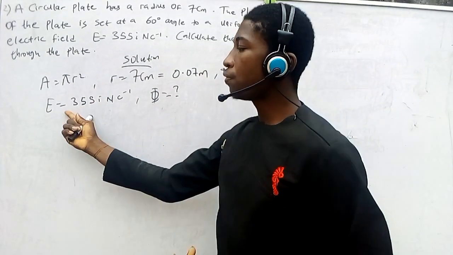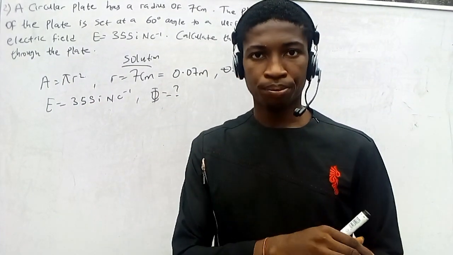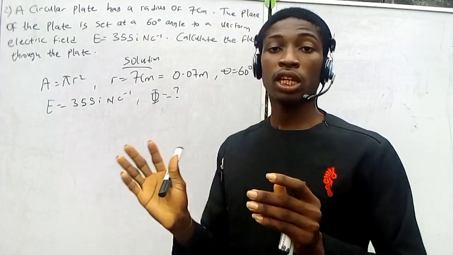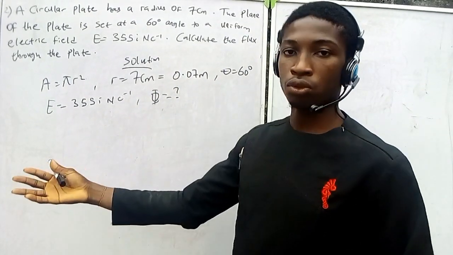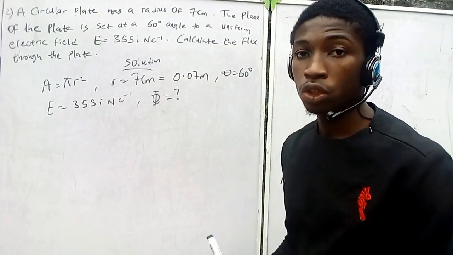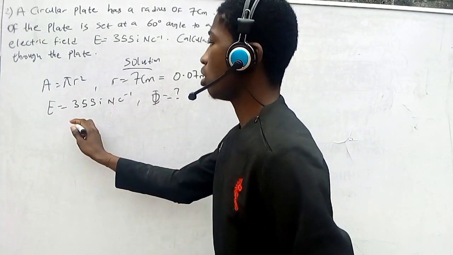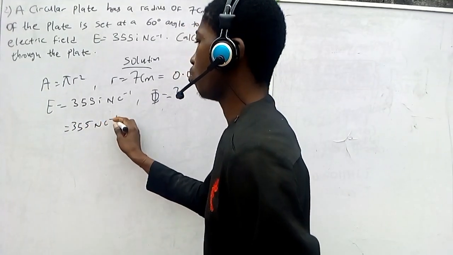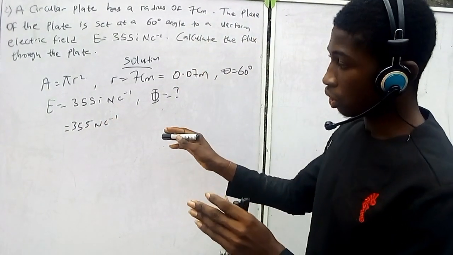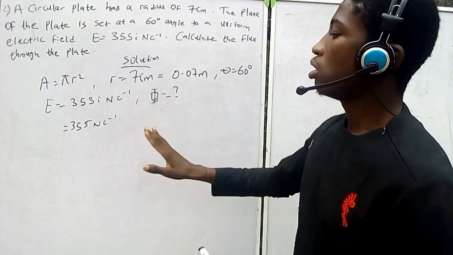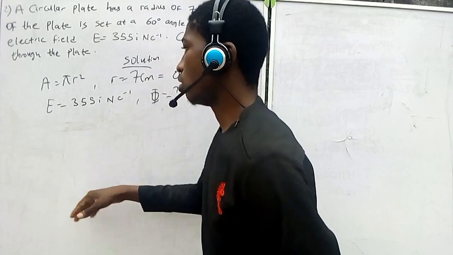This electric field is in vector form, but you don't need to use the vector form in this question. You need to use the scalar form, so you should have only the magnitude. This i is just a direction. To remove it, you can just say E equals 355 Newton per coulomb. This is the answer actually. But what if we have two directions, i and j? The best way to find the magnitude is this.